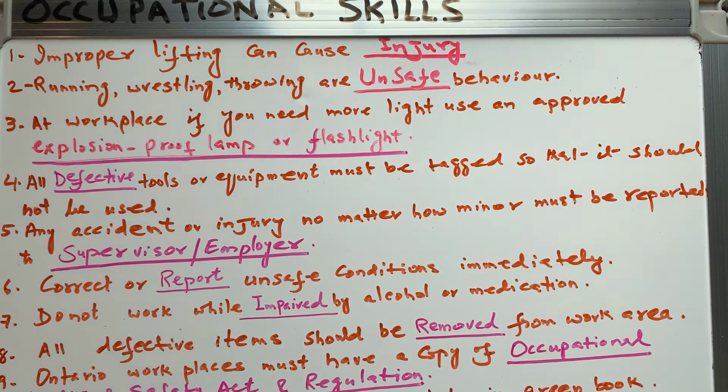Do not place articles where they are falling hazards. We are in the industry, we have the pathway for the forklifts and walkways for the people, so do not block those ways. If you see that something is blocking the way, you have to report it or remove it. So these kinds of things are all important in a workplace and in occupational skills.